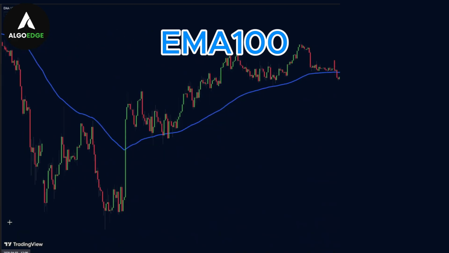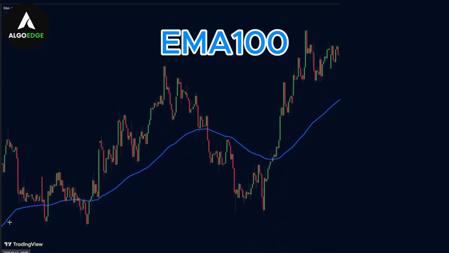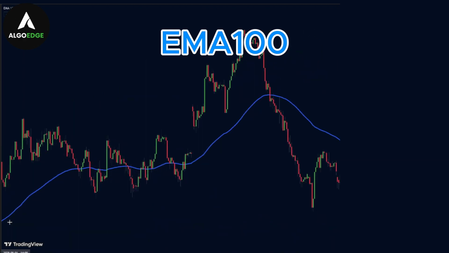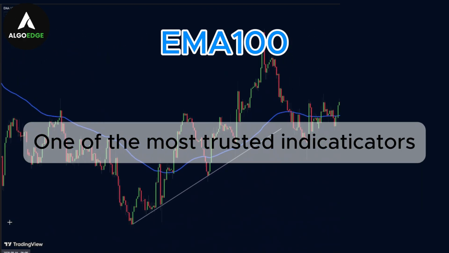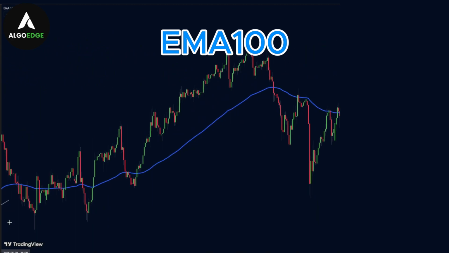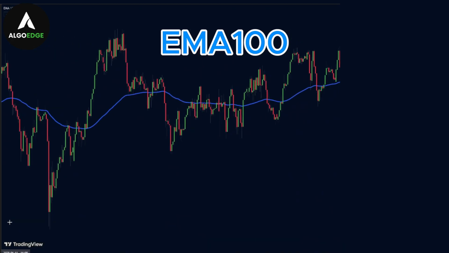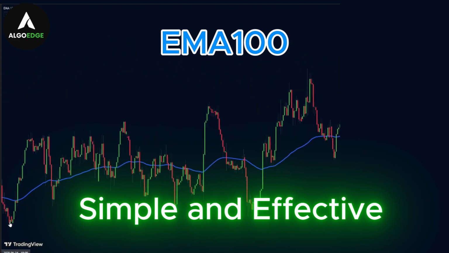The exponential moving average, or EMA, is one of the most widely used and trusted indicators among professional traders. Today, I'll show you how to use the EMA 100 to build a simple yet highly effective trading strategy.